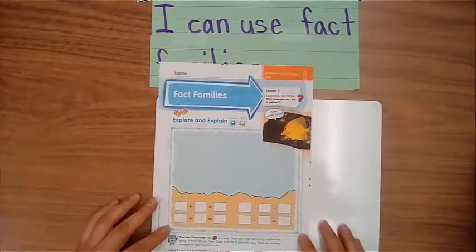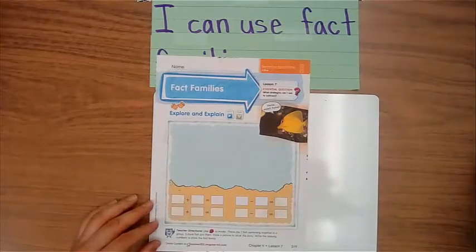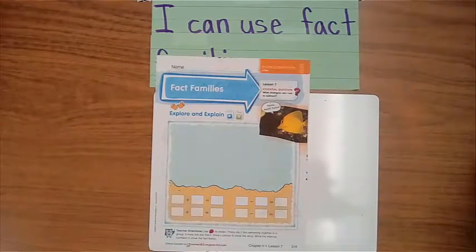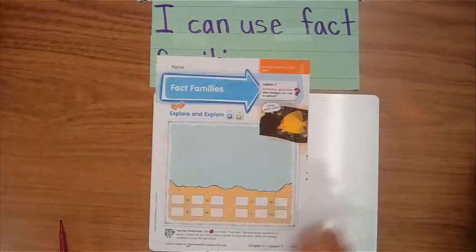Let's open up our book and turn to page number 319. And it says, there are 7 fish swimming together in a group. 3 more fish join them. Draw a picture to show the story. Write the missing number to show the fact family. All right, so let's do that. And it says there are 7 fish swimming together in a group.